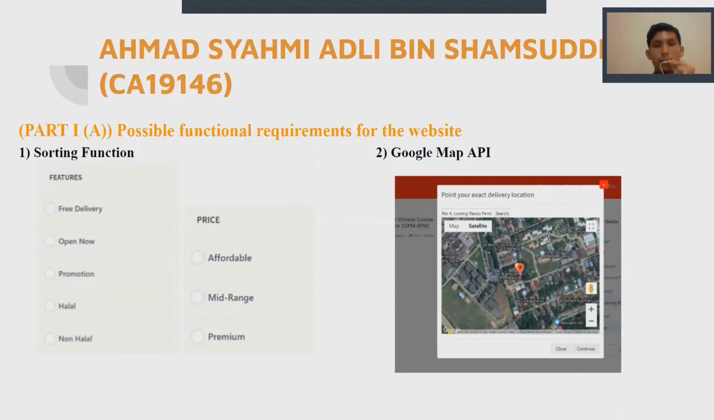Second one is the Google Map API. It is one of the most important functionalities in the website. Let's say the food is delivered to the customer, they use this to find the customer's home. So Google Map API is important in the website.